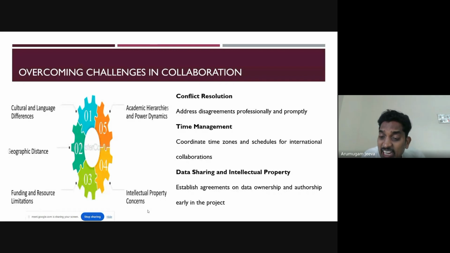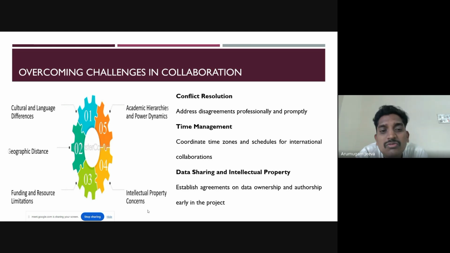And data sharing and intellectual property. This is again a very big issue which we are facing. We have to establish a proper agreement on data ownership and authorship early in the project. For example, it happens with our research publications. Even when we have published our article, you are the owner of the author version. We are not the owner of the publisher version. So what kind of agreement we have signed with the publisher, that is important. The moment we talk about research ethics and academic integrity, this kind of copyright agreement and authorship plays a vital role.